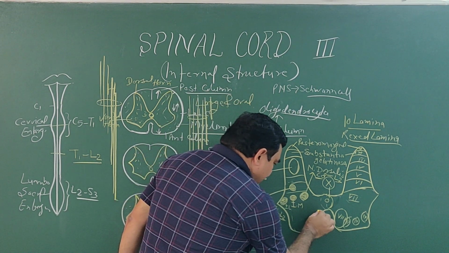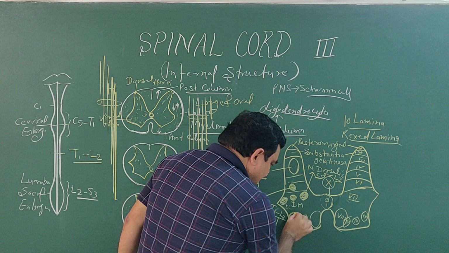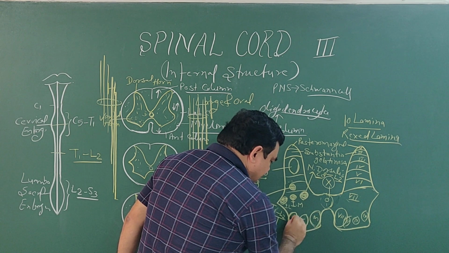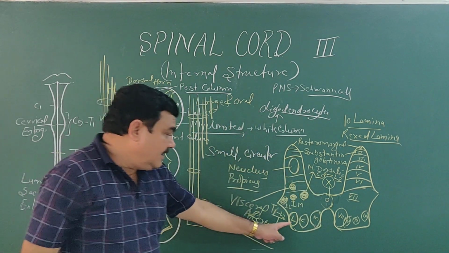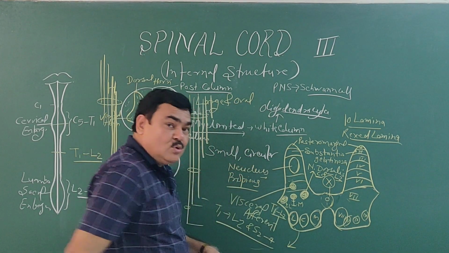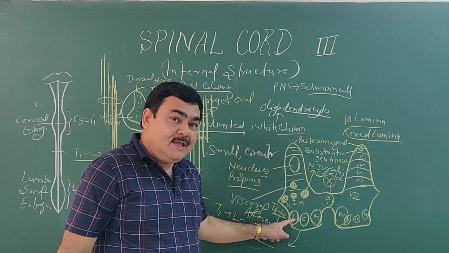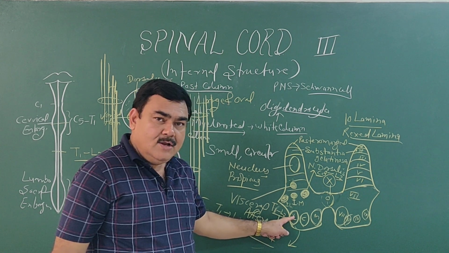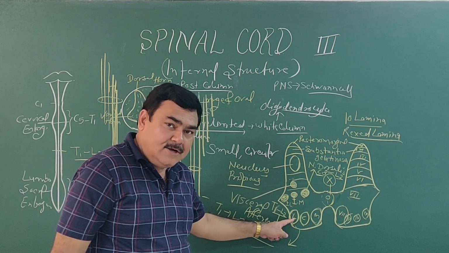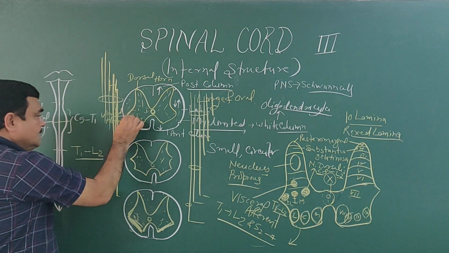Now the ventral horn has medial, central and lateral nuclei. As you know, from here motor fibers go, so these are motor nuclei for the muscles of the limbs, upper limb and lower limb. This lateral nucleus is enlarged here.